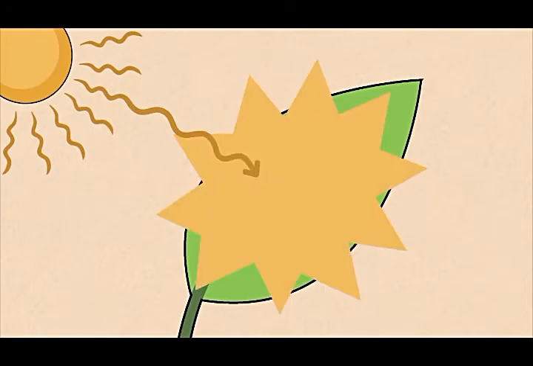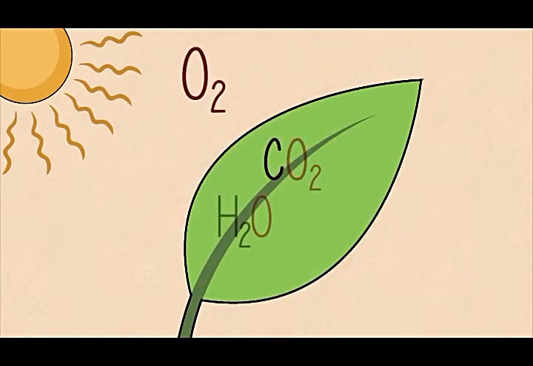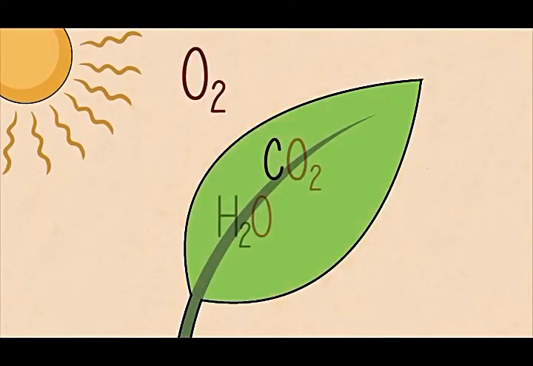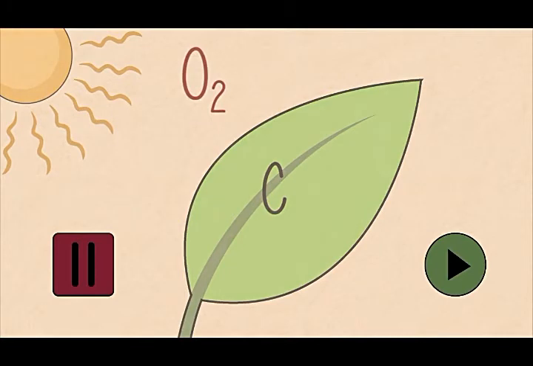Plants use the sunlight to pull oxygen away from water and carbon dioxide, allowing the plant to capture the carbon. This happens in the green chloroplasts found in the leaves of plants. What is the name of this reaction? Perhaps the most important chemical reaction on the planet. Pause the video while you think of your answer.